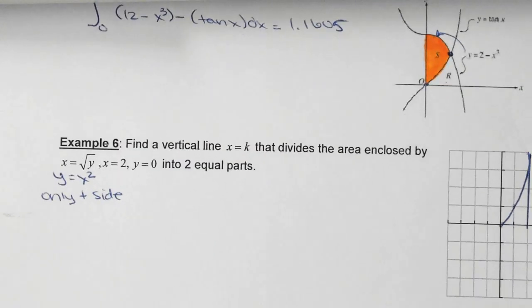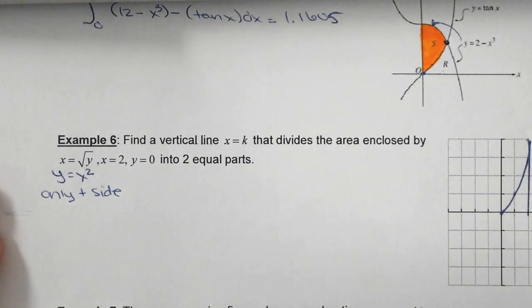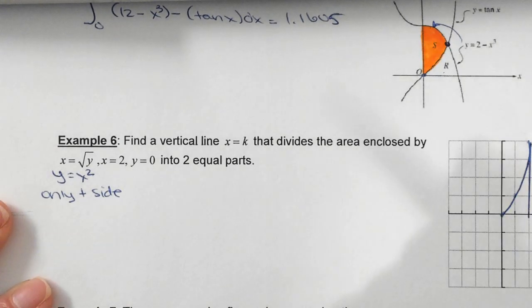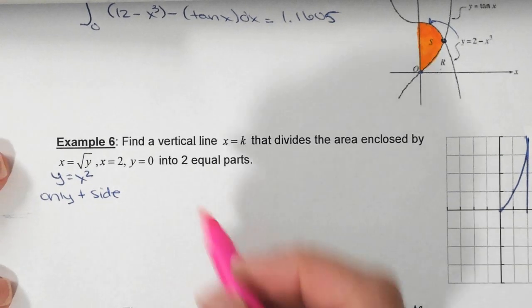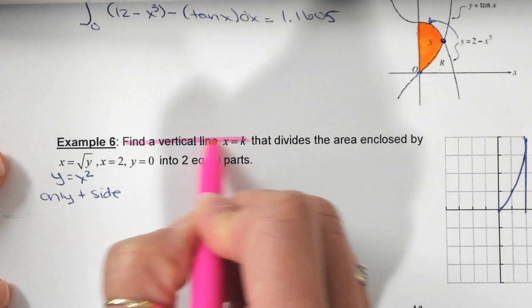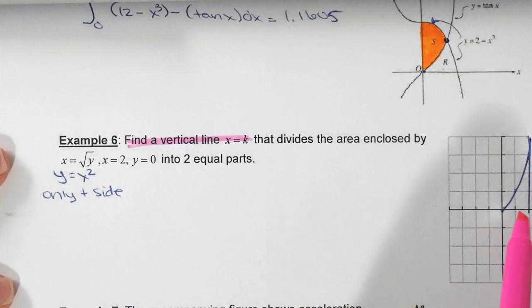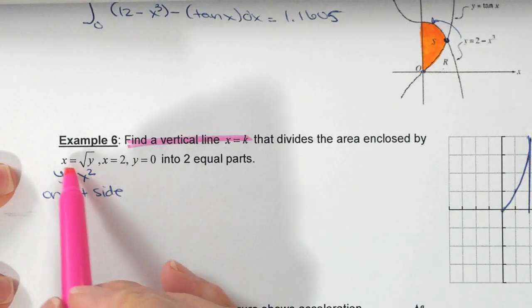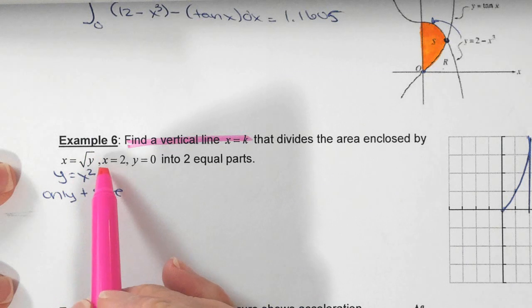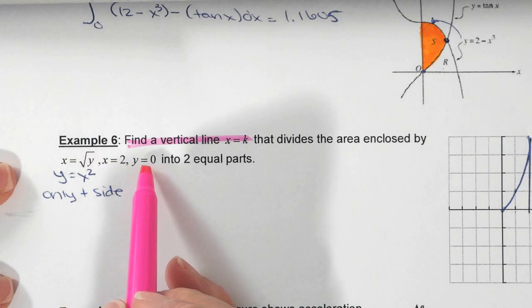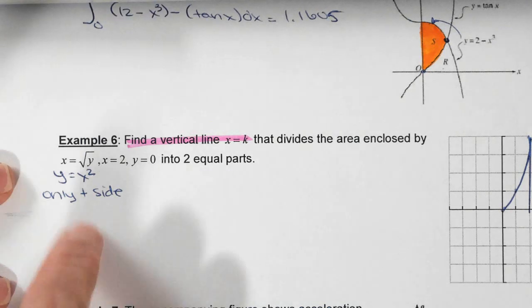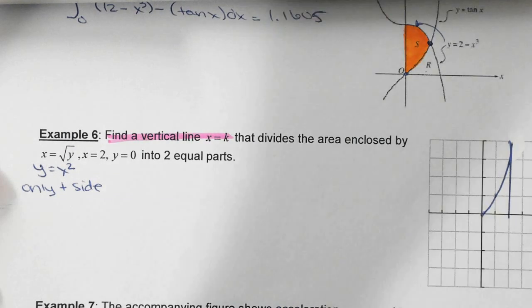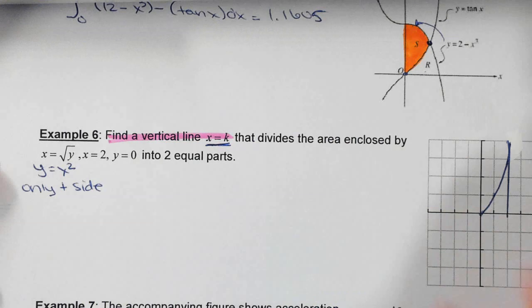In the second to the last example here, this would be an example of what you might see on an FRQ, or maybe a multiple choice. It says find a vertical line where x is equal to k that would divide the area enclosed by this given region of x is equal to the square root of y, x is equal to 2, and y is equal to 0 into 2 equal parts.